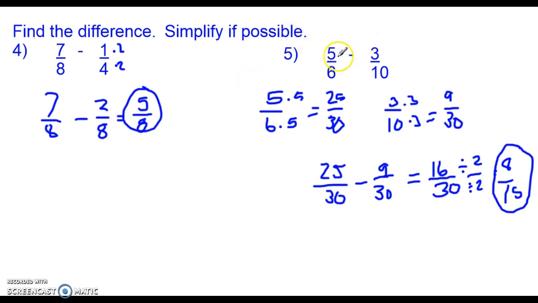So I knew that 5/6 was equivalent to 25 over 30, and 3/10 was equivalent to 9 over 30. Then I rewrote my equation with my two equivalent fractions, so 25 over 30 minus 9 over 30. That gave me 16 over 30. But because I could take out a factor of 2 here, I wasn't done. So I had to divide by 2 over 2, giving me 8 over 15. And that is it for today's lesson.